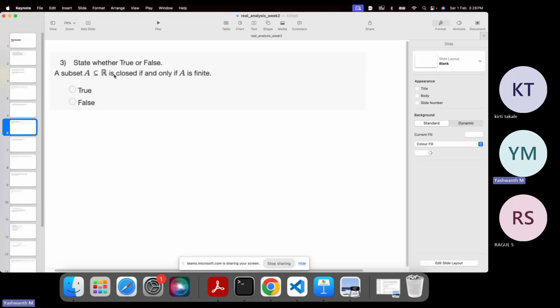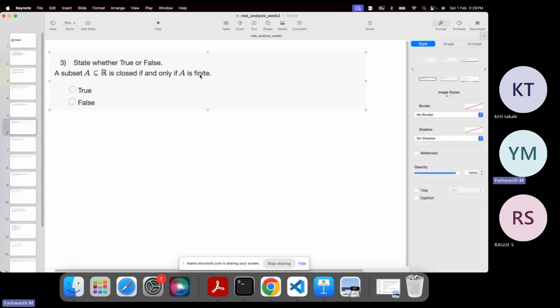You should be able to give some counterexample easily. State whether true or false: a subset A contained in the reals, I mean one-dimensional real, is closed if and only if A is finite. So what it is saying is, if A is finite, you should say it is closed, and if it is closed, it is saying it is finite. So is this a true statement?